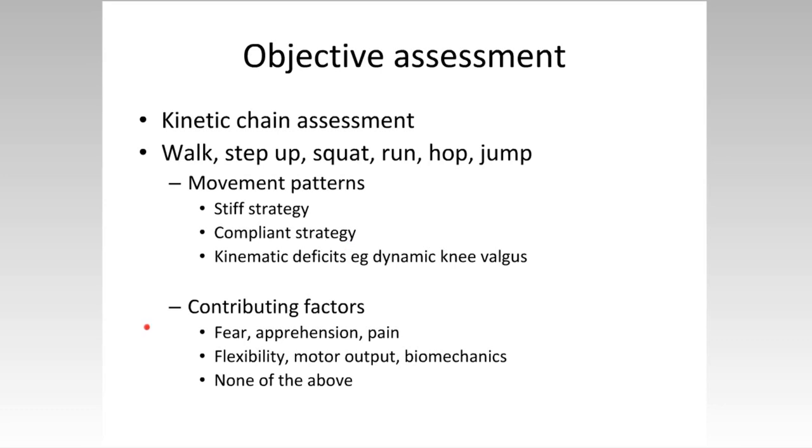I tend to look at video, slowing things down, trying to find the most meaningful movement deficit, most related to tendon load, for that person, and I try and focus on that. And then you're looking for the contributing factors. So is it fear, apprehension, and pain? You need to try and remove these factors systematically by giving them confidence or trying to improve pain. And then you're left with things like flexibility, motor output, and biomechanics. So can you link any of these to that motor output or kinematic issue? It could be none of the above.